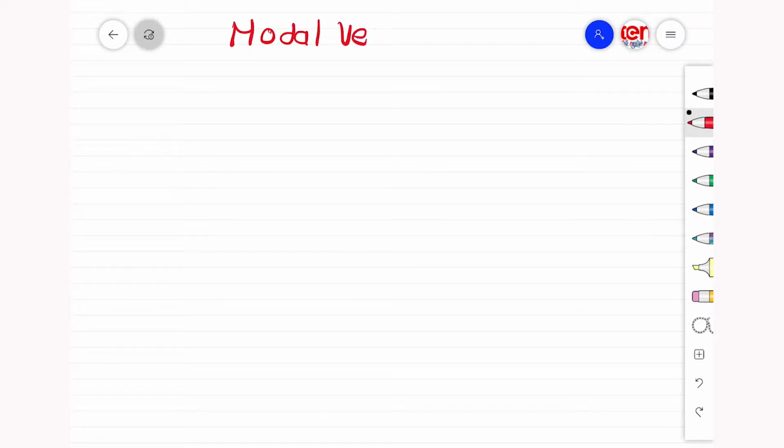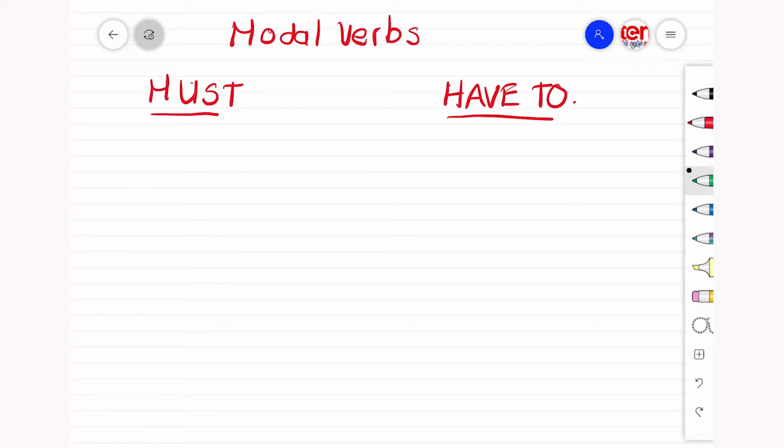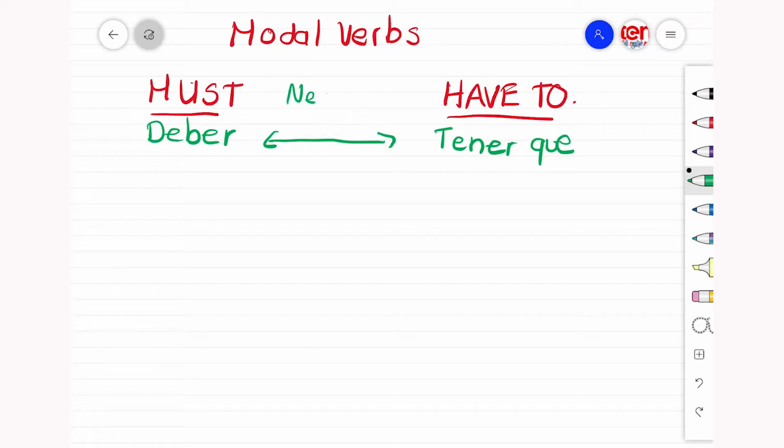So, a new group of modal verbs: must and have to. And to make it even easier, let's say it in Spanish. This is deber. Debo hacer tal cosa. Have to is tener que. As you can see, they both express something that is necessary, like an obligation.